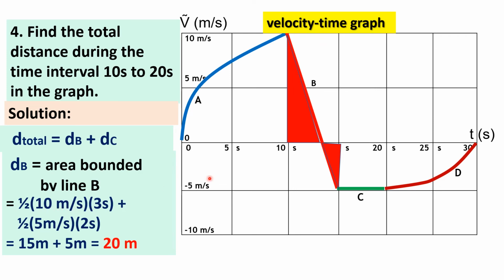And what about the base of the bigger triangle? It represents the time interval from 10 seconds to about 13 seconds. So that's equivalent to delta t of 3 seconds.